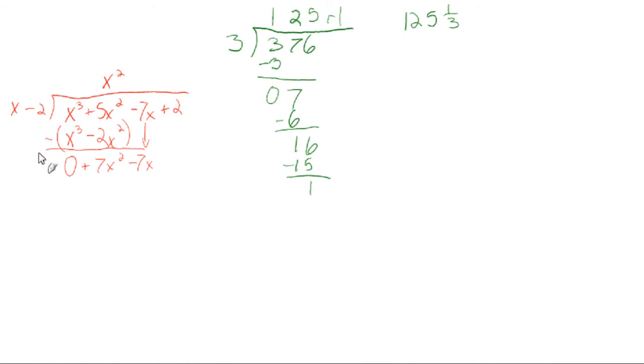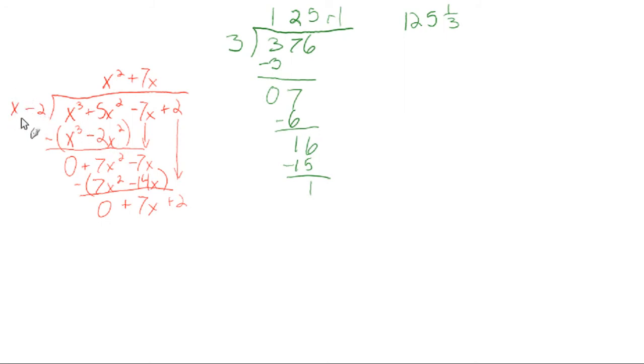Okay. Now we do the whole process over again. We say, what do we multiply x by to get 7x squared? X times what is 7x squared? X times 7x will give us 7x squared. So 7x times x is 7x squared. 7x times negative 2 is negative 14x. And we subtract everything here in the parentheses. 7x squared minus 7x squared is 0. Negative 7x minus a negative 14x, negative 7x plus 14x, is a positive 7x. And then we bring down the 2 and do it all over again.